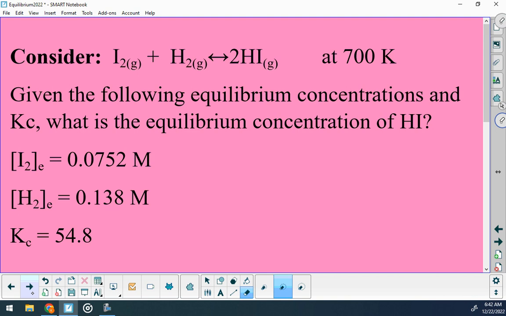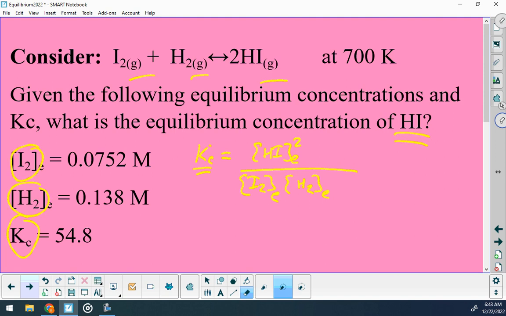Okay, here we go. First thing I want to do is write my Kc expression. This is going to be HI squared. Once again, these are all gases, so I can use a Kc, but even though they're gases, I'm not putting in their pressures. Since I'm going after a Kc, I have to put in their concentrations, moles per liter. So here's my HI squared, and remember it is an equilibrium concentration, divided by my concentration of I2 times my concentration of H2. Both of these are at equilibrium. Which one am I trying to find? I've been given this, that, and that, so I'm looking for my HI.